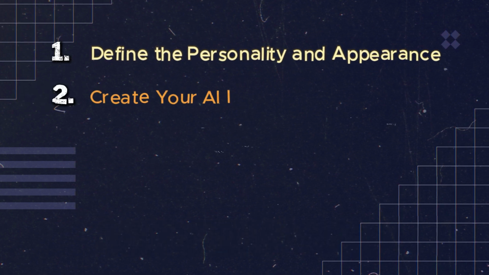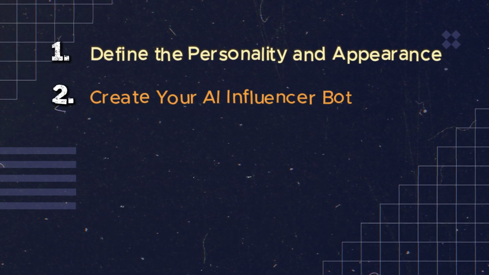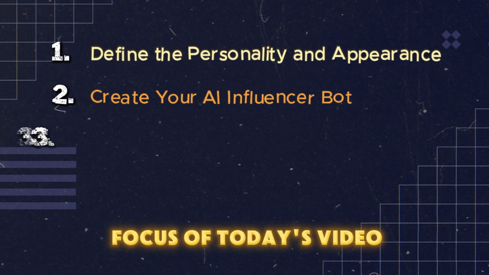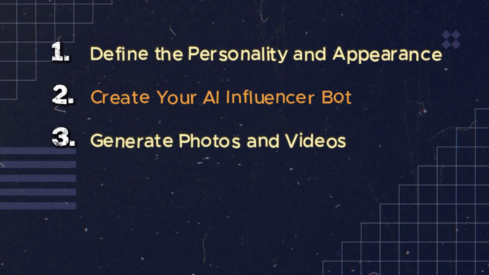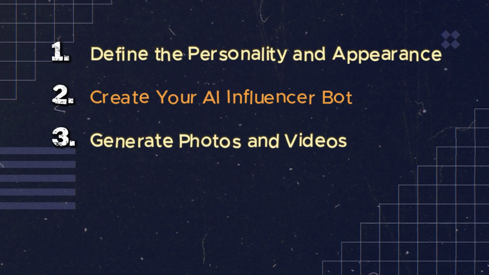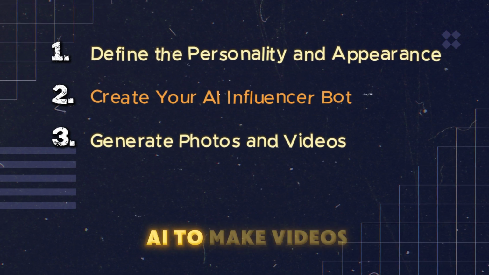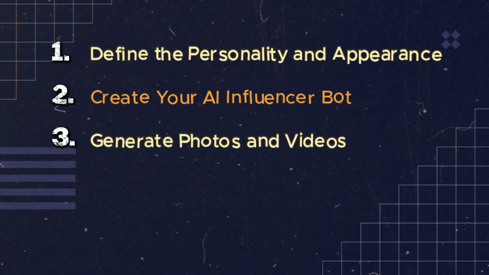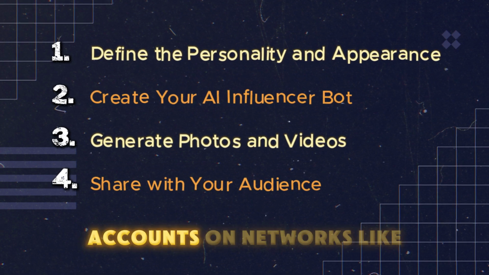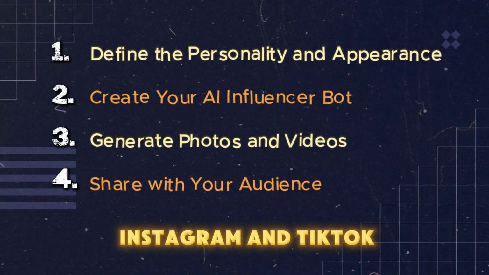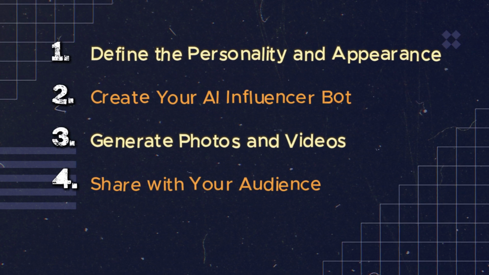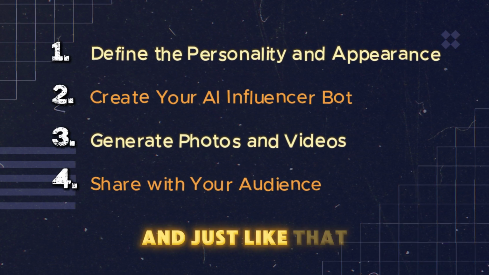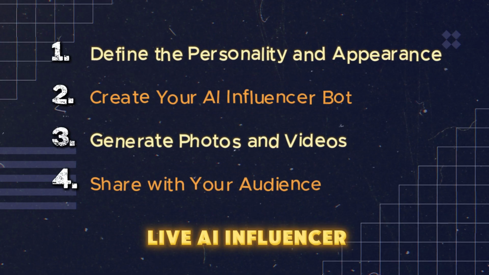The second step is creating the AI influencer bot, which is the main focus of today's video. Next, we'll create different photos of our character in various situations and locations. Here we can even use AI to make videos for a greater impact. The last step is creating accounts on networks like Instagram and TikTok and sharing the photos along with the chatbot link with the audience. And just like that, you can have a live AI influencer.